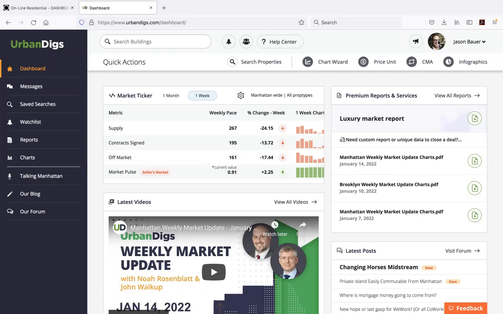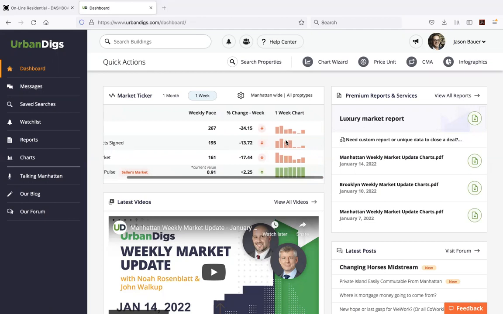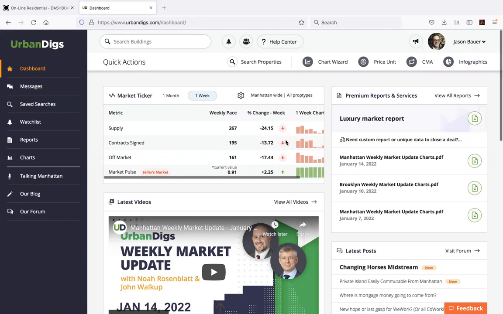So here I am on urbandigs.com. This is the main dashboard, and even here, we can get a lot of information about what's going on with the market. The market ticker is a general look at what's happening in the market, either here in Manhattan or in Brooklyn, and those are the two boroughs where you can get information on Urban Digs right now. If you're looking in Queens, the Bronx, or Staten Island, you'll want to use OLR and a couple of different resources. So again, Urban Digs is good for Manhattan and Brooklyn.